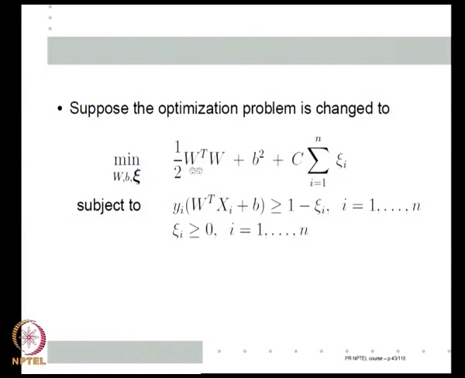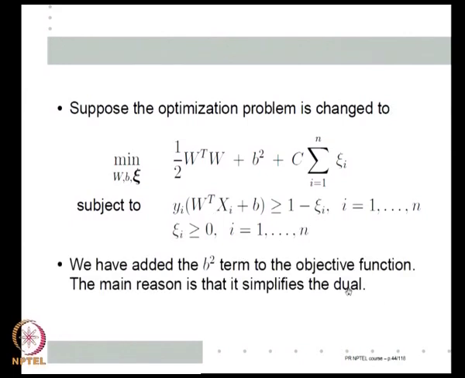My original optimization problem is half W transpose W plus C times sum of xi, minimize that subject to the separability constraint y_i (W transpose X_i plus B) greater than or equal to 1 minus xi_i, and xi_i greater than or equal to 0. That is the standard SVM problem with penalty constant. I add a B square. The idea is my actual classifier is W transpose X plus B, but I am using only W transpose W. Why not use B square? Now, I know why I put W transpose W, because that is the margin that I am minimizing. B square has nothing to do there, but let us say we put the B square term anyway, just like that.